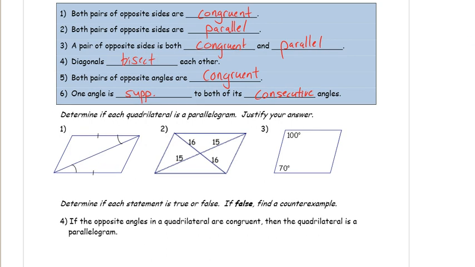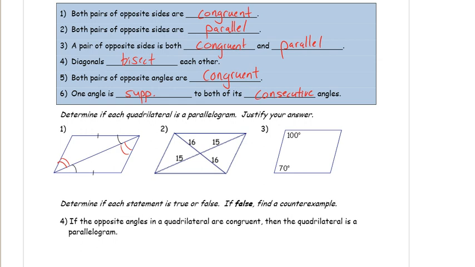Based on what we have here, determine if each quadrilateral is a parallelogram and then justify your answer. Right now we have opposite sides are congruent, and we have opposite angles, because these angles would have to be the same as well. Opposite angles are congruent. So let's see if we have that anywhere. A pair of opposite sides is both congruent and parallel. Diagonals bisect each other. Okay, so what do we have going on? Well, we know that opposite angles are congruent.